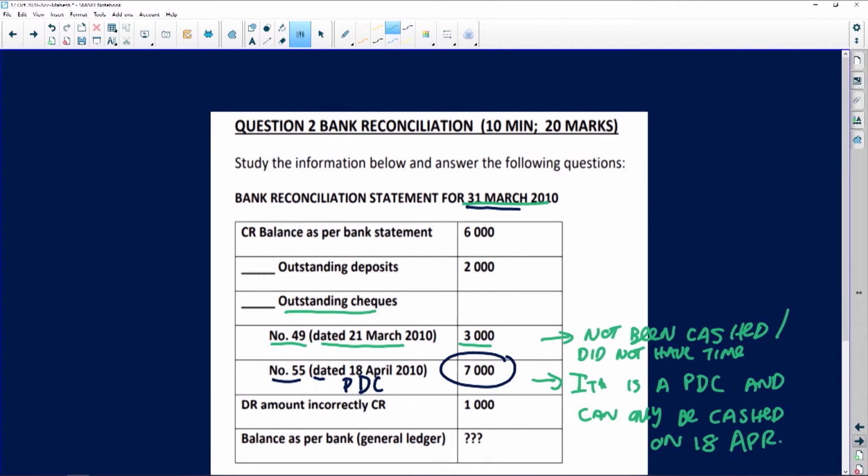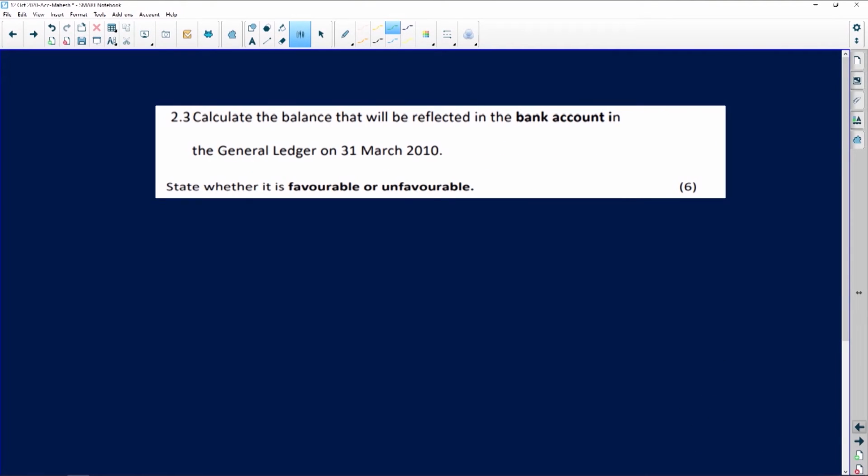Okay, we've got just under 5 minutes. Let's see whether we can complete the rest of the questions. 2.3, calculate the balance that will be reflected in the bank account in the general ledger on the 31st of March 2010. State whether it's favorable or unfavorable. So obviously we're now looking at the business's perspective, the business's records.